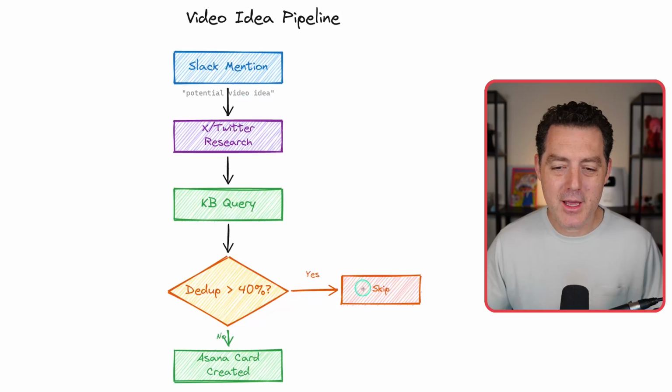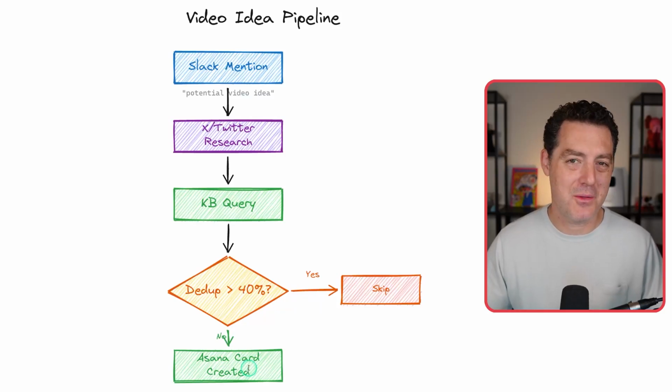Is it something we've already created? If so, skip it. Otherwise, it creates that Asana card with all that information I have.